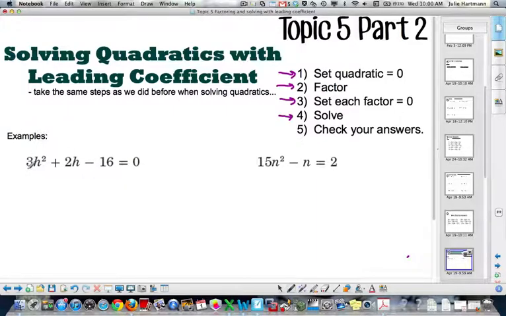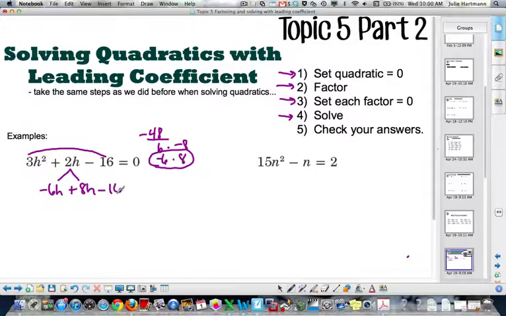Here we have a leading coefficient that cannot be factored out. So I multiply 3 times negative 16, that's negative 48. What multiplies to negative 48 that adds to 2? I know I have 6 and negative 8, or negative 6 and positive 8. That's a positive 2, so it's going to be this one. We're going to split this into negative 6h plus 8h, with the minus 16 and the 3h squared.